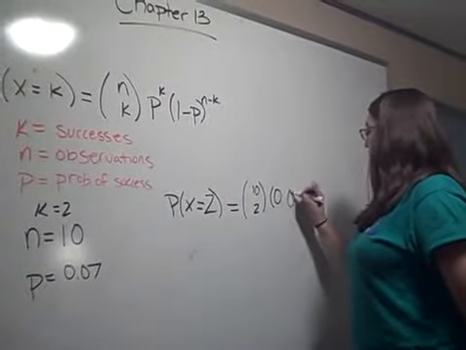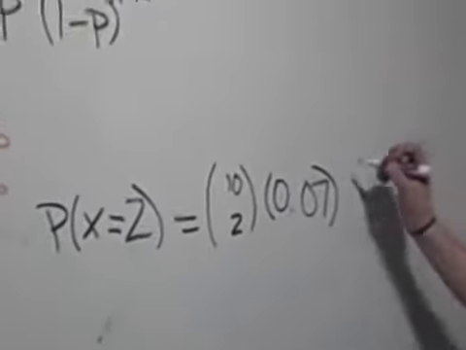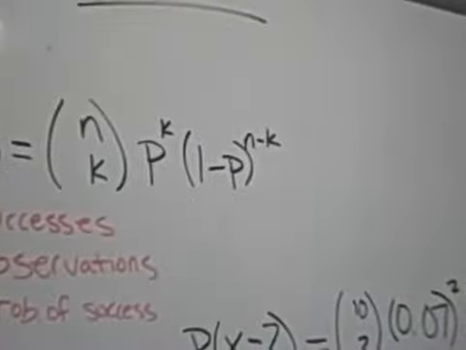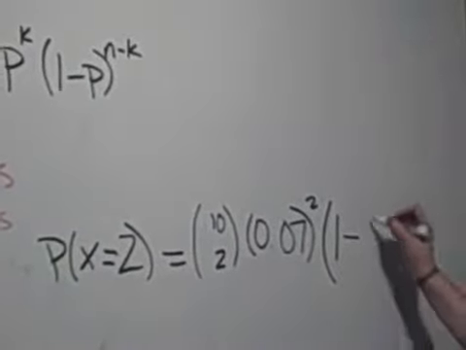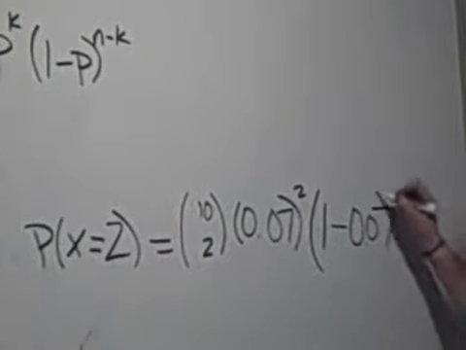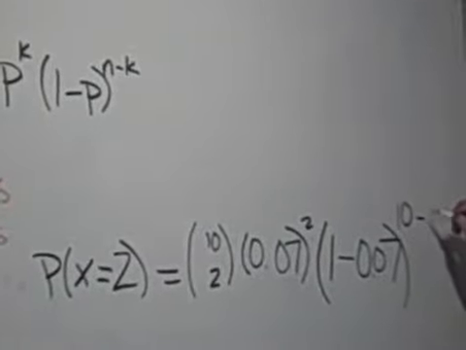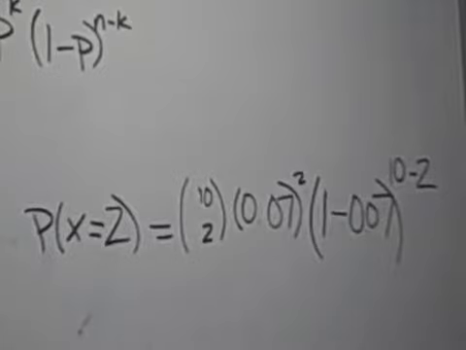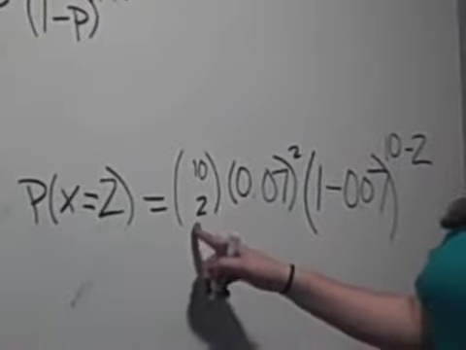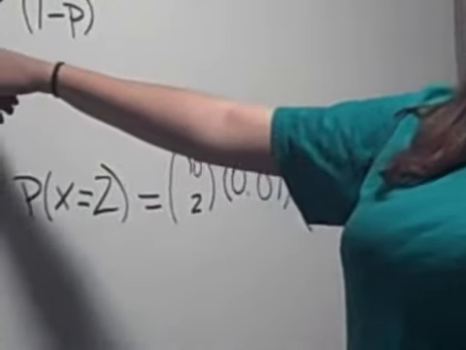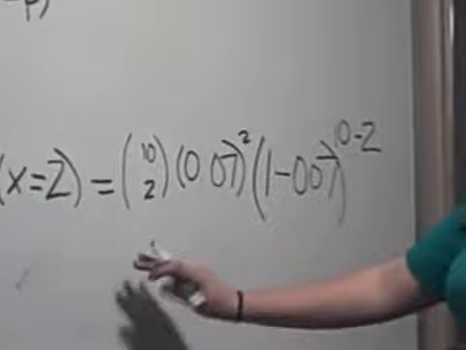Probability to the second power. And 1 minus the probability, so 1 minus 0.07, to the 10 minus 2 power. Now, this right here, if we look at this equation back here, we wrote down the first thing that we wrote down. It was what this represents.